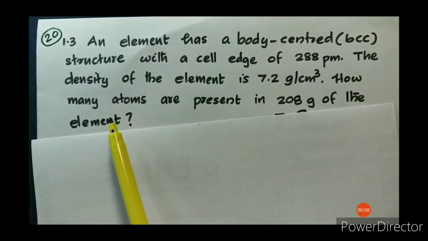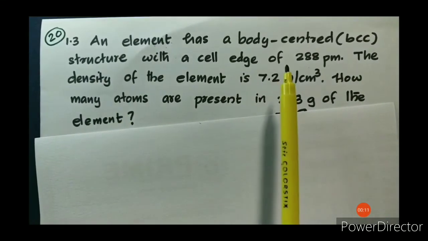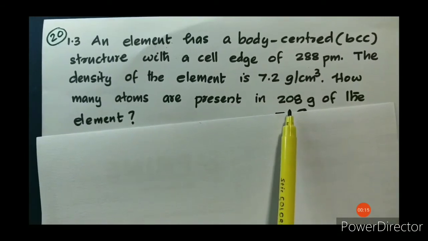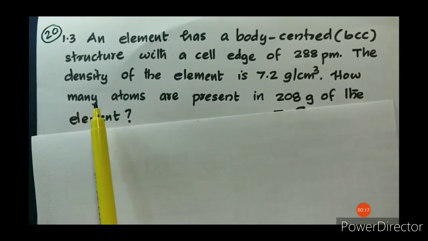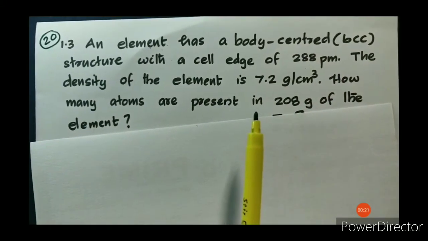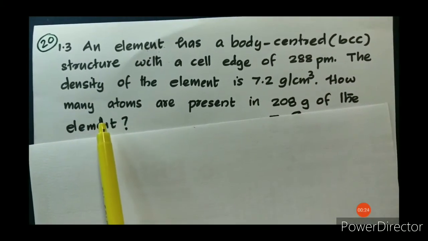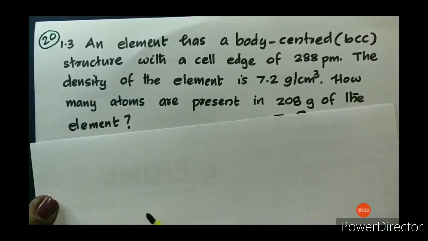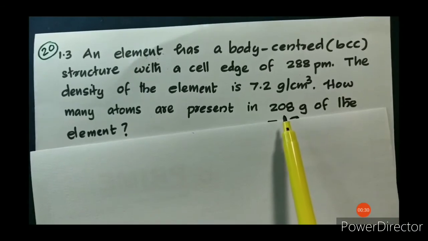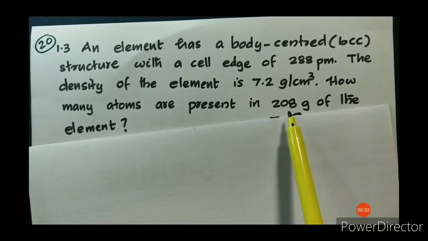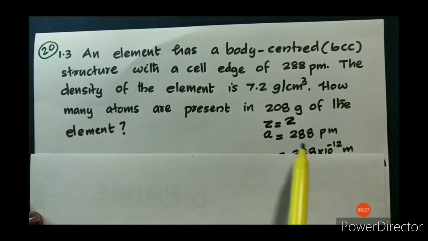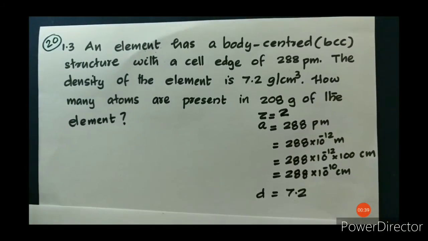The next question, an element has a body-centered structure with an edge length of 288 picometer. The density of the element is 7.2 gram per centimeter cube. How many atoms are present in 208 gram of the element? Here the given data are, it is a BCC lattice, so the effective number of particles Z is equal to 2 and the edge length is 288 picometer.